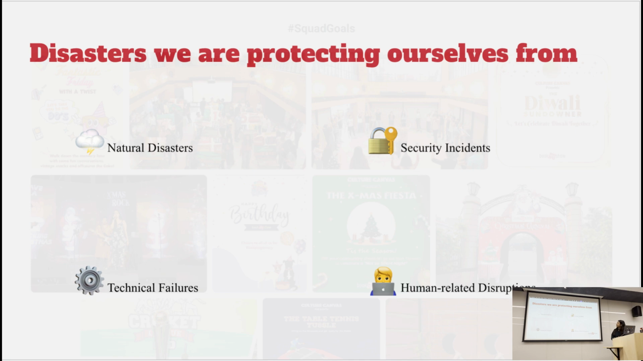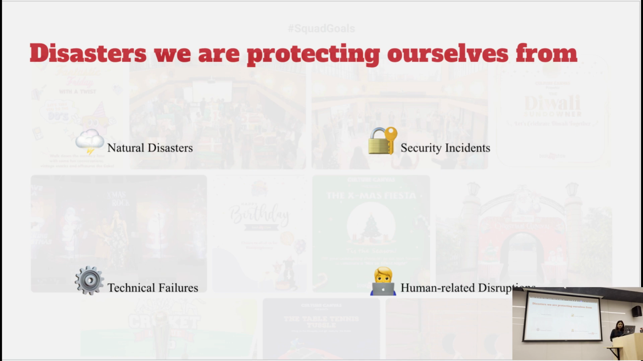So now laptop crashing is one kind of disaster we have seen, right? But there can be multiple disasters that can happen, that include natural disasters, security incidents, human related disruptions, or technical failures. Natural disasters we all know, right? Floods, cyclones, fires, earthquakes, etc.